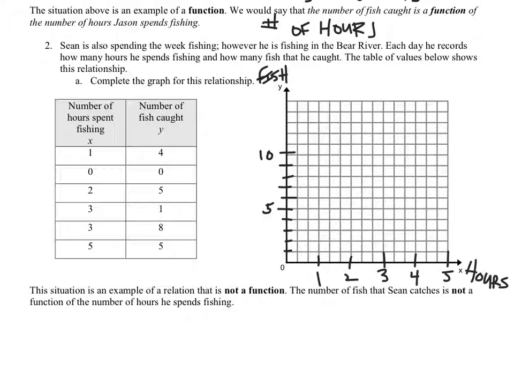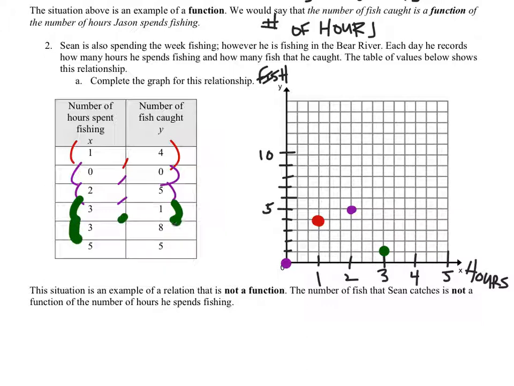Well, this first line shows that he spent 1 hour fishing and caught 4 fish. So let's go ahead and graph that point. 1 hour fishing produced 4 fishes. The next time he goes fishing, he spent 0 hours fishing and caught exactly 0 fishes. So that gives us this point right at the origin. The next time he goes, he spends 2 hours and catches 5 fishes. So 2 hours, 5 fish, right here. And then the next time, 3 hours produced 1 fish right here. So 3 and 1, right there.